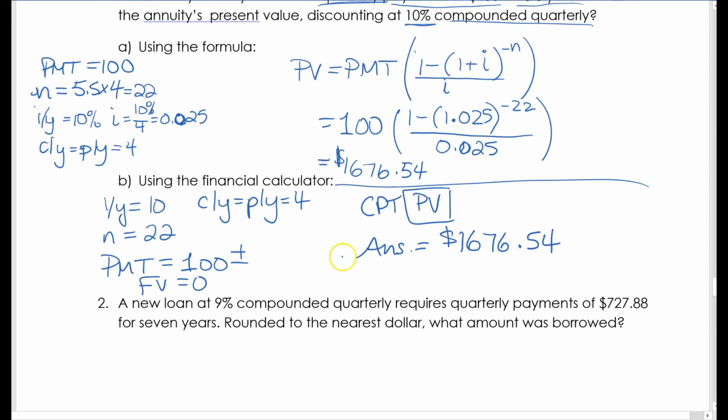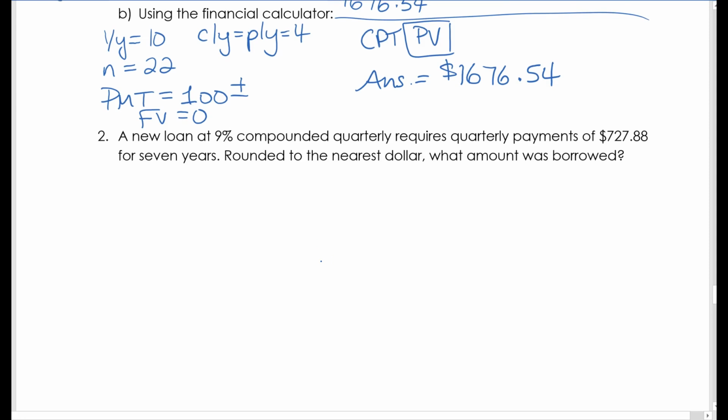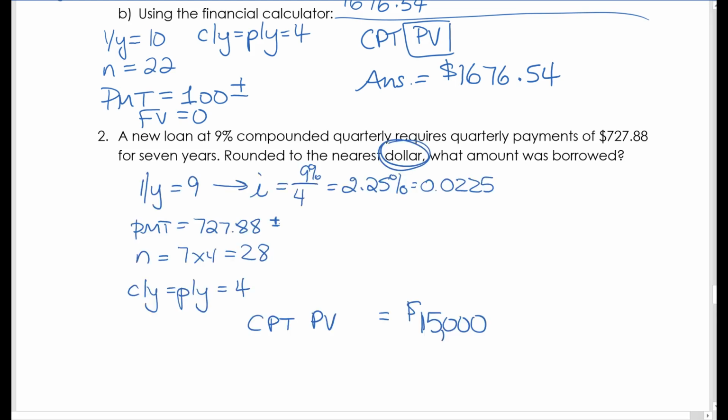So let's try the next one. A new loan at 9% compounded quarterly requires quarterly payments of $727.88 for 7 years. Rounding to the nearest dollar, what amount was borrowed? So again, try it yourself and then come back to the video and see the solution. Okay, we identified our information. Our interest rate is 9%, so IY is 9, or if you're using the formula, it's 9% divided by 4, which is 2.25%, or 0.0225.